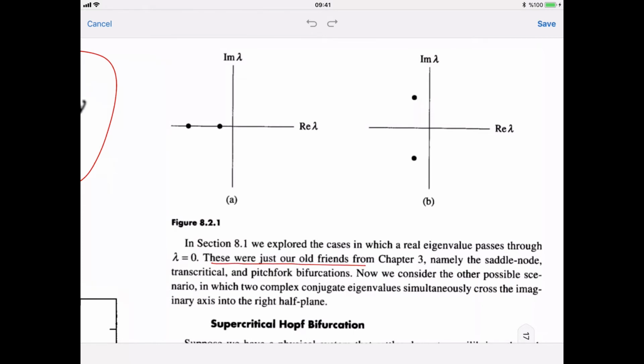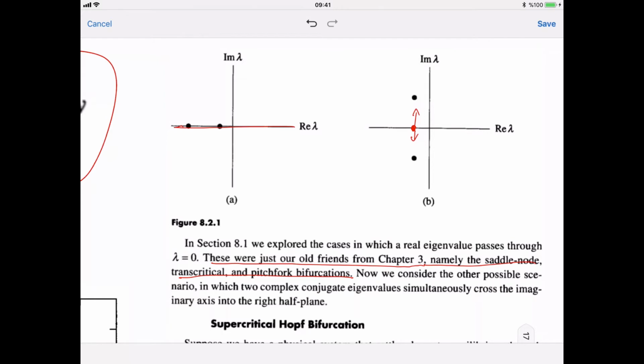So these were just old friends from chapter 3, namely the saddle node, transcritical, and pitchfork bifurcation. Remember, we stayed in the real values of lambda, okay? They were just coalescing, coming together, going apart, etc. They never went to the imaginary axis. What happens here is that in the so-called Hopf bifurcation, the lambdas are actually going from some value in the real axis to their imaginary values.